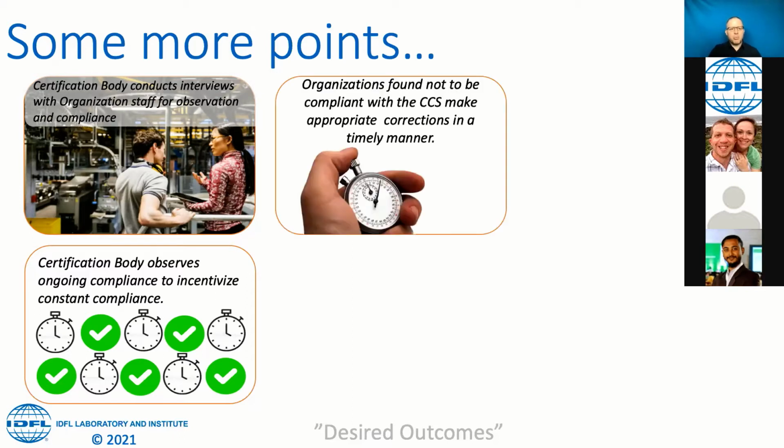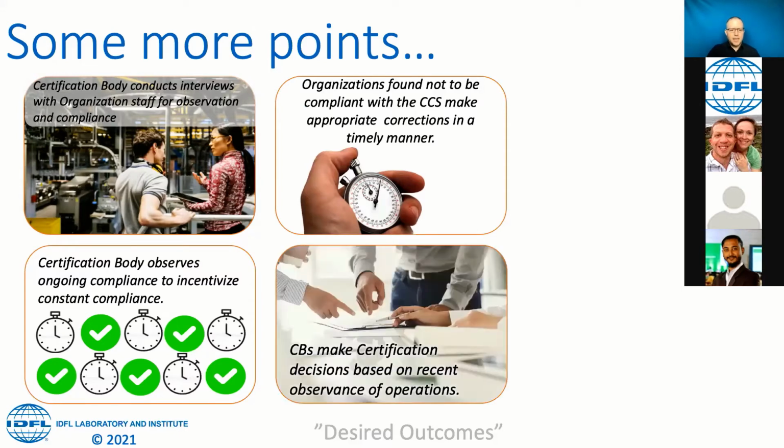Organizations found not to be compliant with the CCS must make appropriate corrections in a timely manner. As I previously spoke, whether it's minor, major, or critical major, there's usually 30 to 60 days to correct these actions, and the company must make those corrections to maintain their certification.